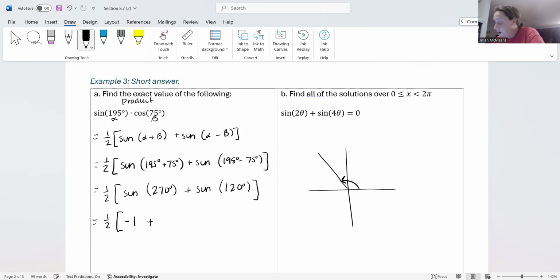So this would be our 120 degrees. And we have the point here of -1/2 comma √3/2. So sine of 120 degrees would be √3/2.